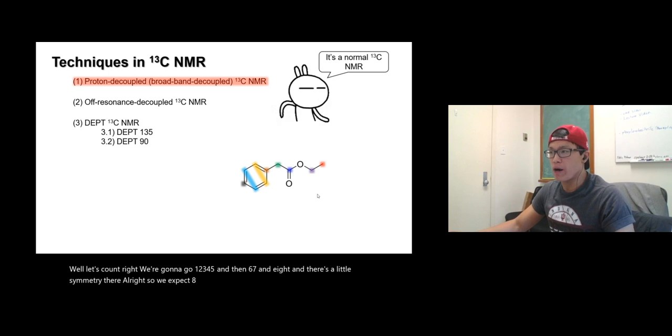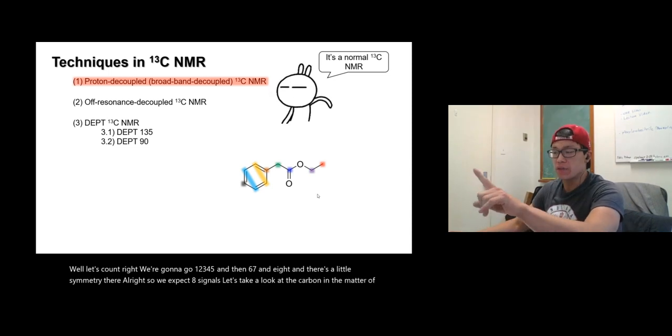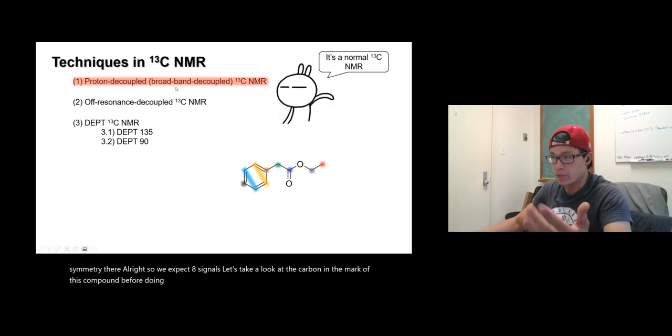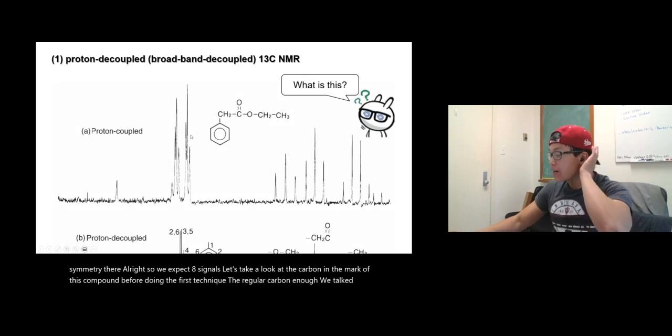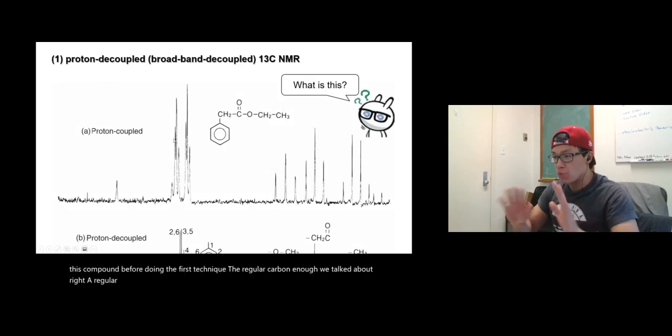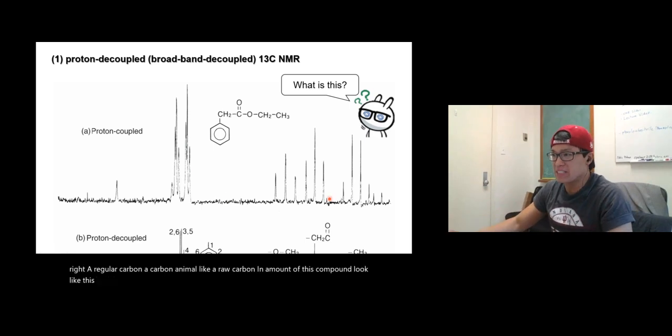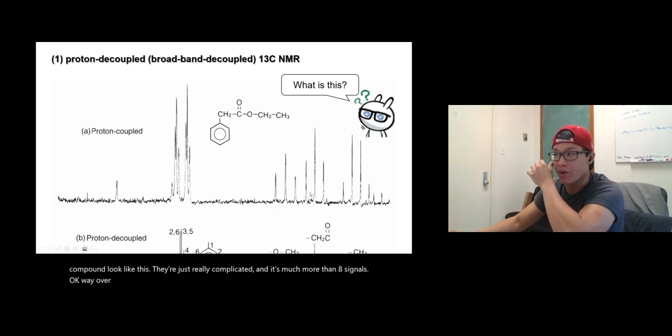Let's take a look at the carbon NMR of this compound before doing the first technique, the regular carbon NMR we talked about. All right, a raw carbon NMR of this compound looks like this. It's really complicated. It's much more than 8 signals. Okay, way over 8 signals.